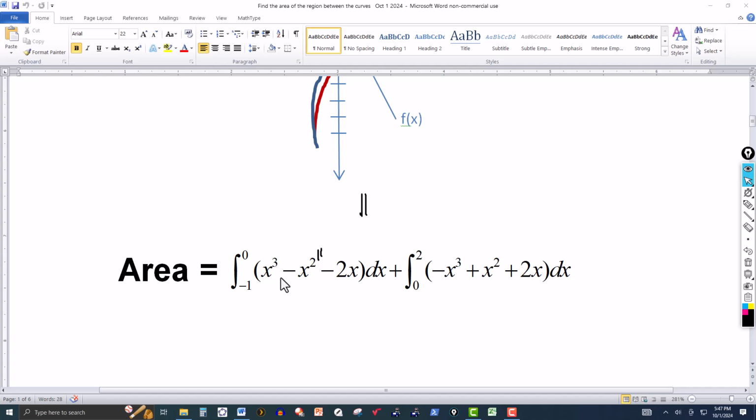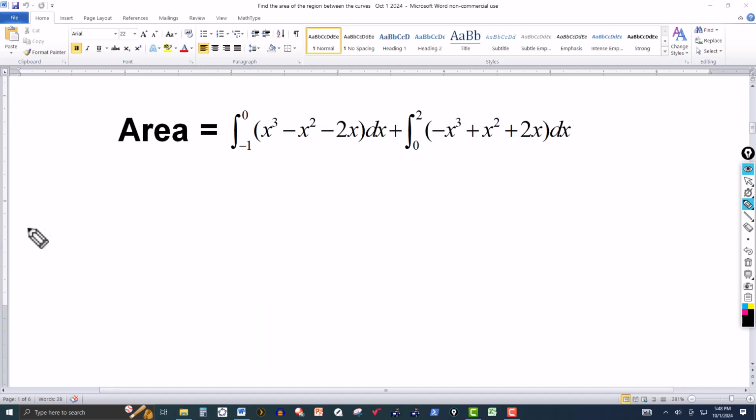So the total area, after I do the subtraction there, I get this for the first one. From -1 to 0, do the subtraction. And the next one from 0 to 2, again subtract the two curves. Top minus the bottom. This is what we get. And then it's just basic integration here. This is going to equal, then, these are just monomials, polynomials, and so forth.